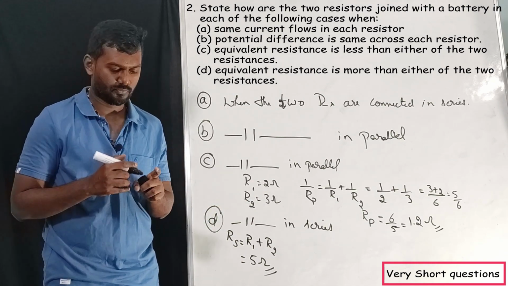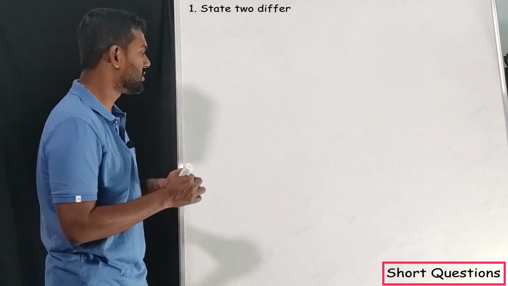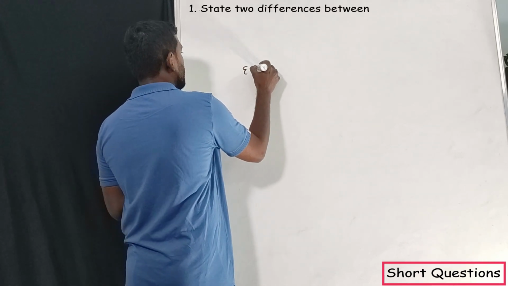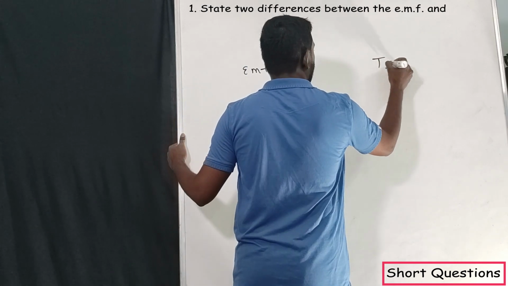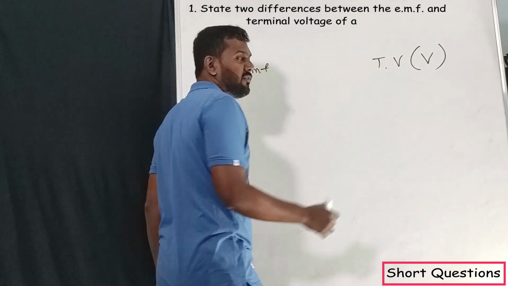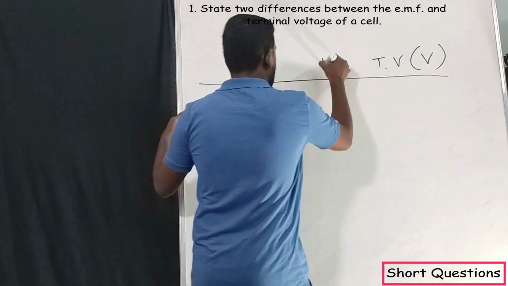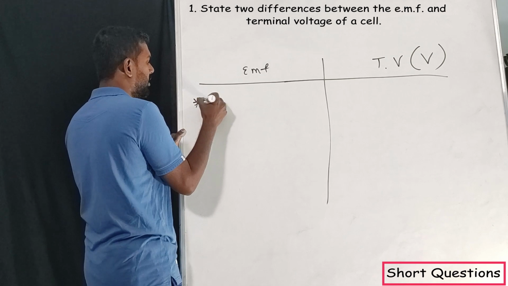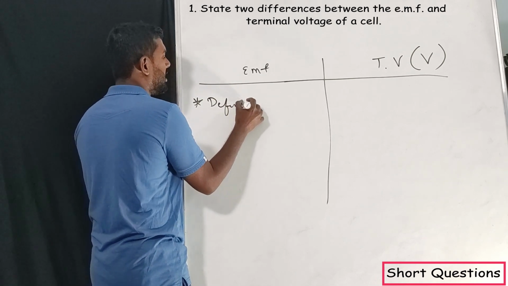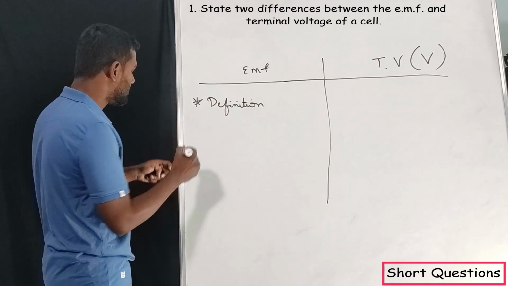That's it. Our next question: state the differences between EMF and terminal voltage of the cell. See, EMF and terminal voltage. Okay, terminal voltage symbol will be capital V. First point, always go for the definition. Just now we have learned the definition, right? So, first point, write the definition.